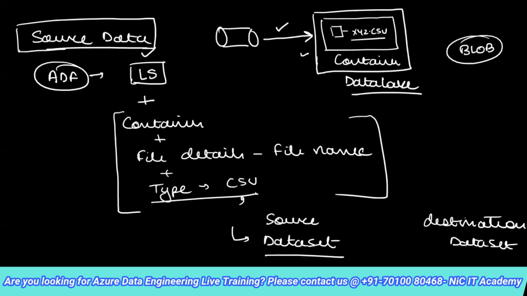Is this clear to everybody? The difference between link service and data set? So a data set will consist of a link service, and the link service in itself will just let you connect to the data store. Clear? Yes or no?